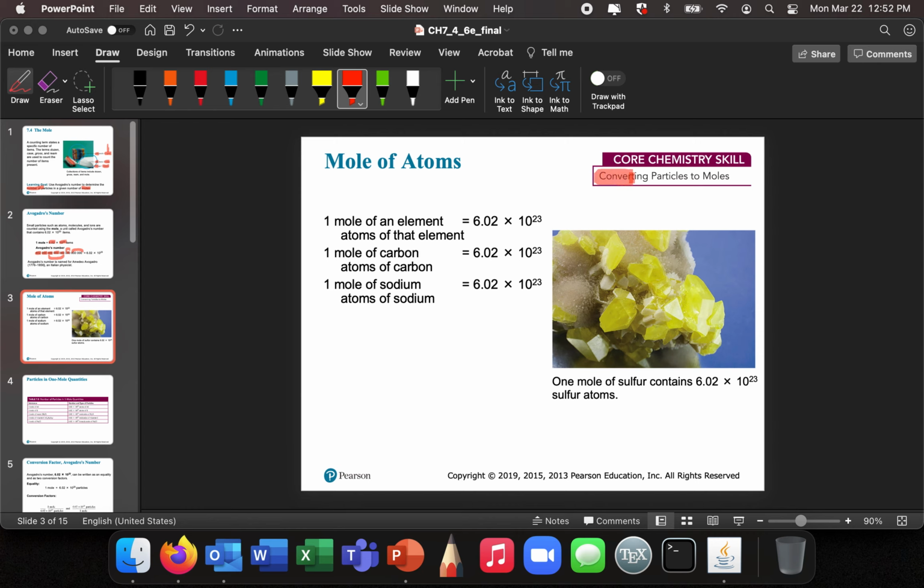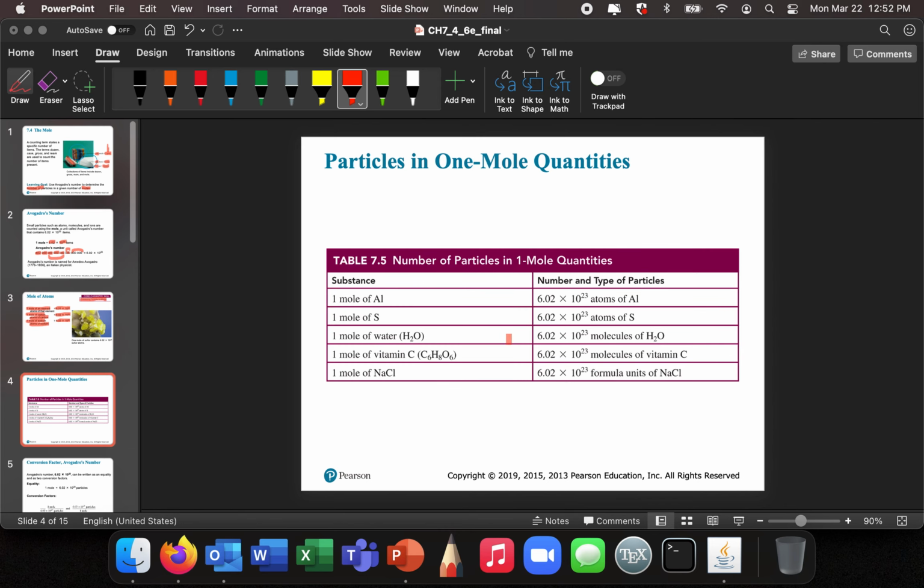So our core chemistry skill for this section is going to be converting particles to moles of particles, okay? So 1 mole of an element is 6.022 times 10 to the 23rd atoms of that element. 1 mole of carbon is 6.022 times 10 to the 23rd atoms of carbon. 1 mole of sodium is this many atoms of sodium. Okay? And so we're going to be doing some conversions. So this is just what you might imagine. 1 mole of aluminum is that many atoms of aluminum.